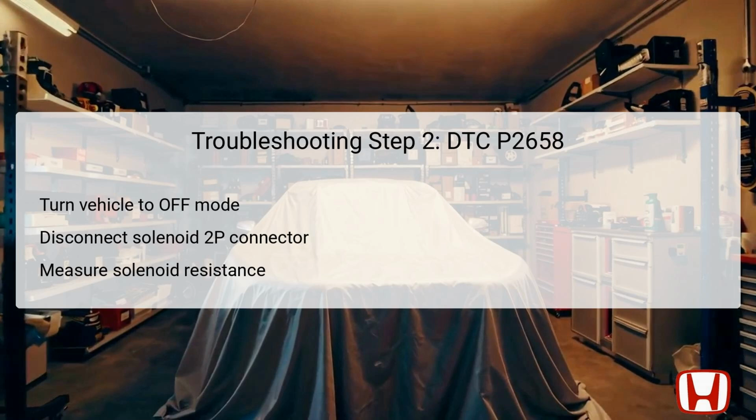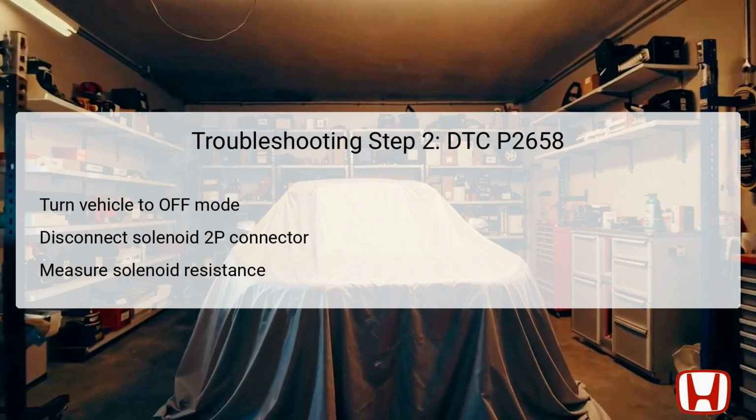First, the technician must turn the vehicle to the off or lock mode to ensure safety while working on electrical components. Next, it's crucial to disconnect the 2-pin 2P connector from the rocker arm oil control solenoid A, effectively isolating it from the vehicle's electrical system.